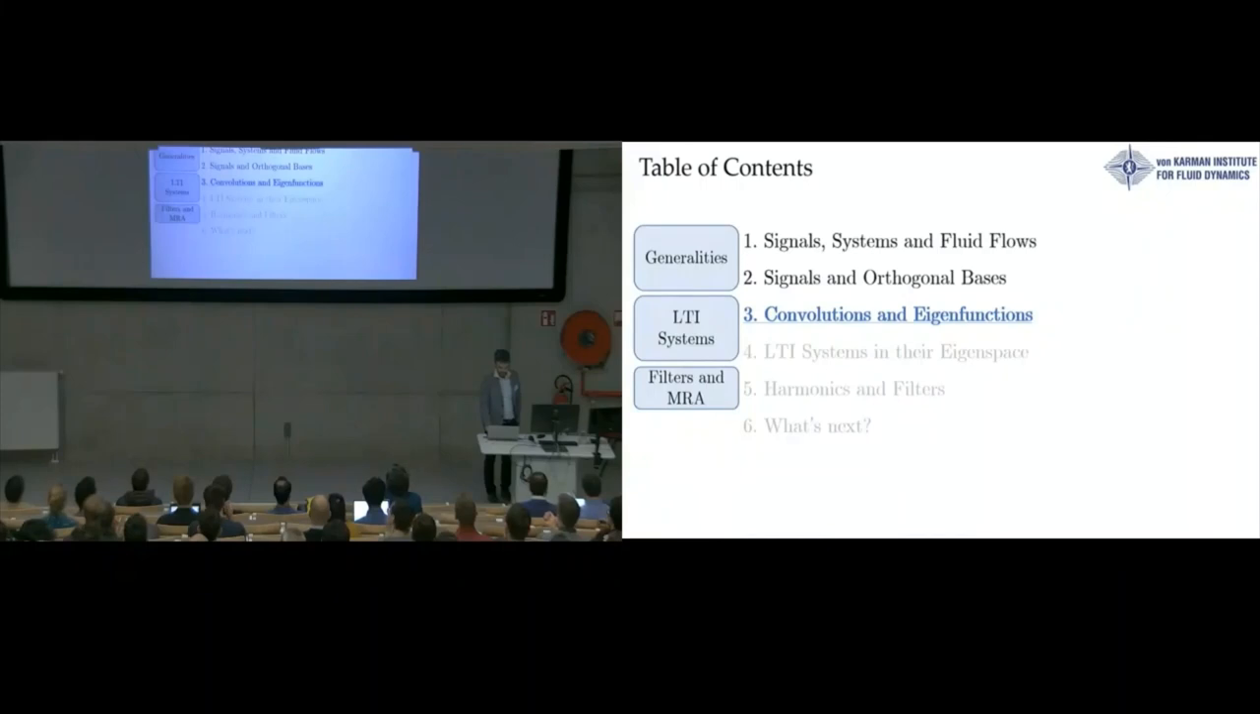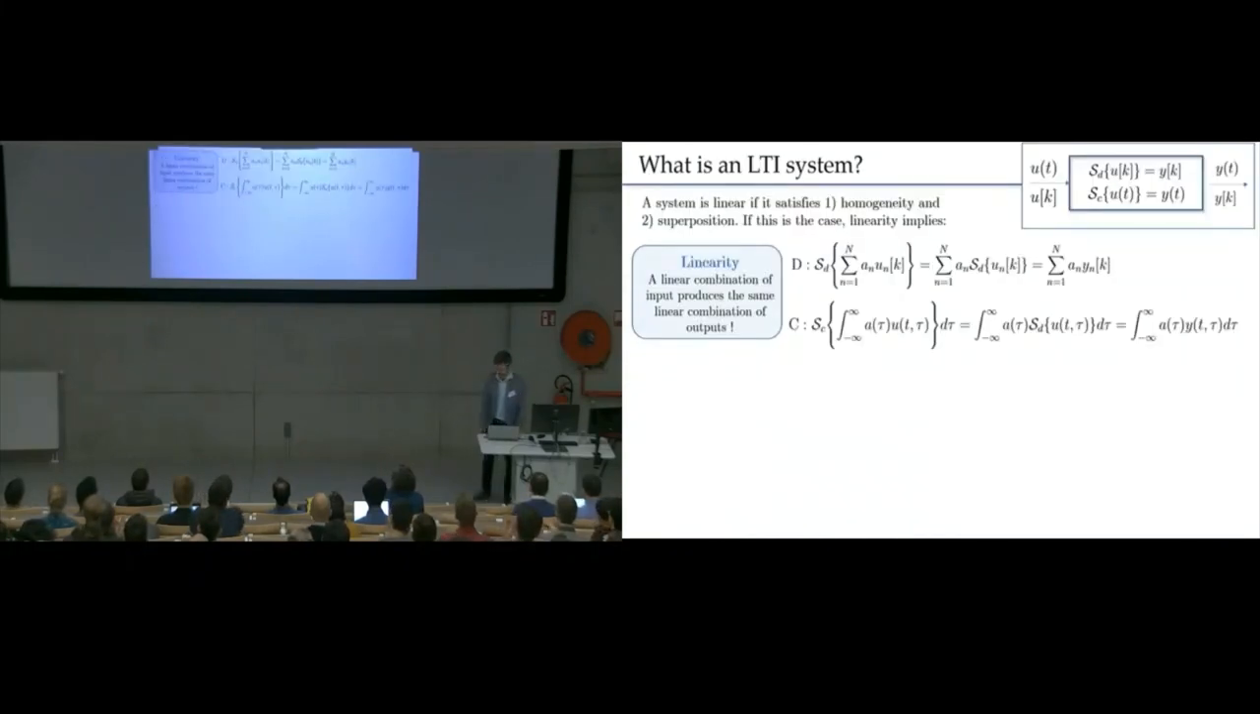Now, convolutions and eigenfunctions, when we talk about linear systems. So first of all, what does it really mean to have an LTI system? An LTI system is, first of all, a linear system. And the system is linear if it satisfies homogeneity and superposition. Homogeneity means that if I multiply my input by 10, my output is also multiplied by 10. And superposition means that if I introduce three inputs, I get in the output the sum of the three outputs taken independently.